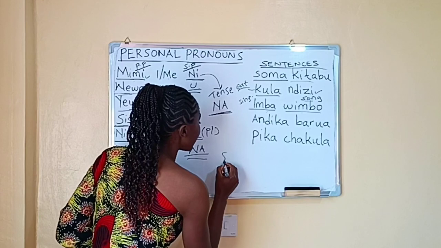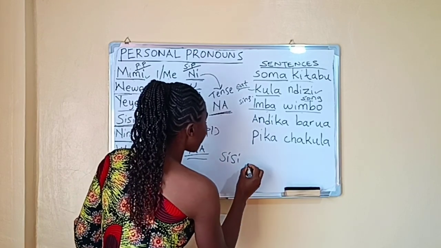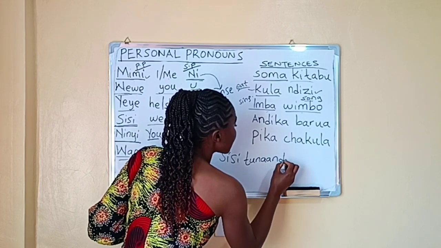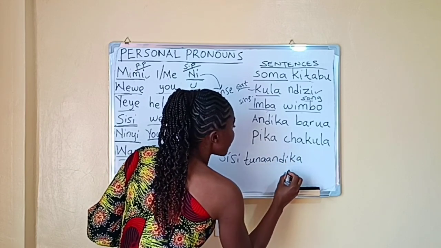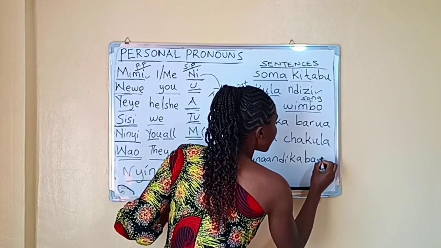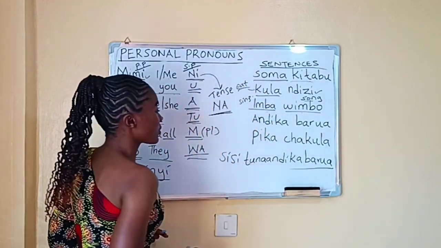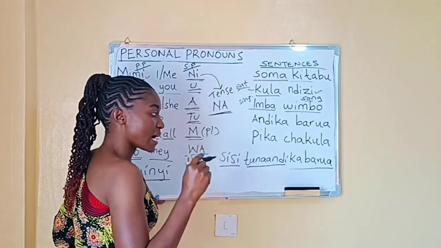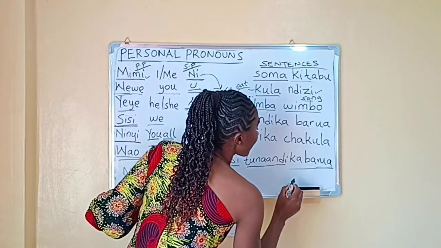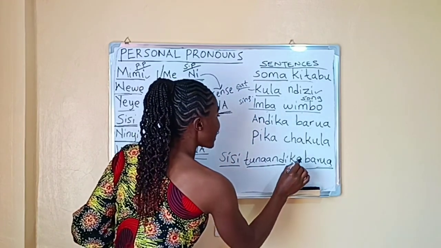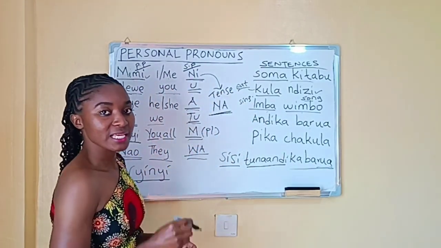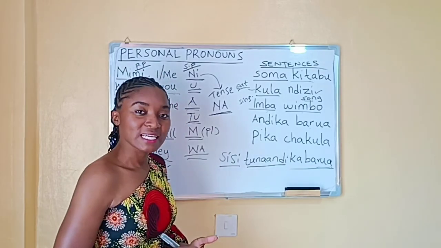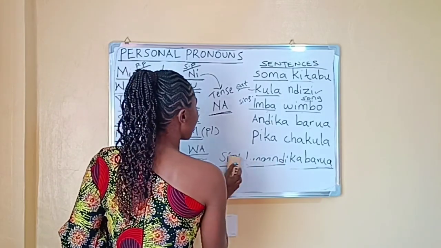So if you are saying that sentence, you say, sisi tunaandika barua. This is how it's written. Sisi, we, tunaandika, and then barua. Okay, so you'll have sisi, we, tunaandika. We are writing barua, okay? Sisi tunaandika barua. We are writing a letter. That's how we say it, okay?